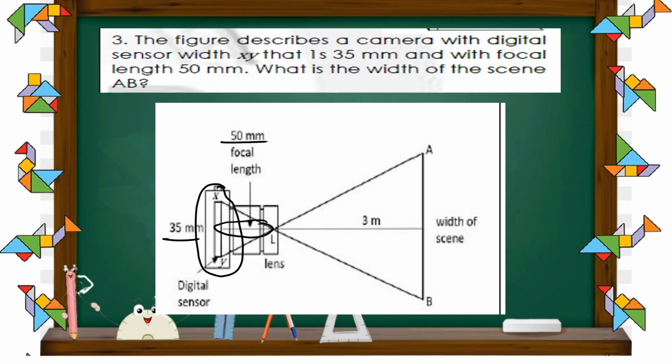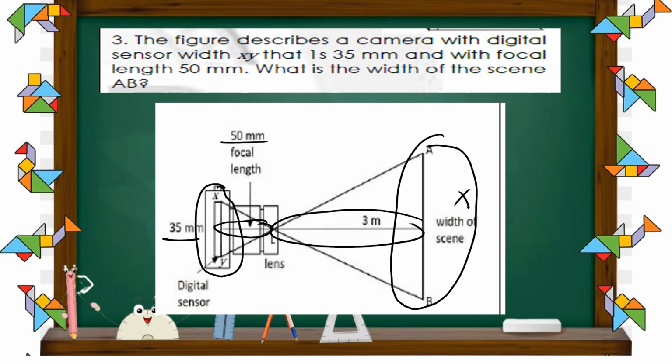And what is the width of the scene AB? So this is our unknown. Okay, given also that this is 3 meters. So this one is in millimeter, this one is in meter. Okay, so you have to find the width of that scene. So let me give you first one specific example.